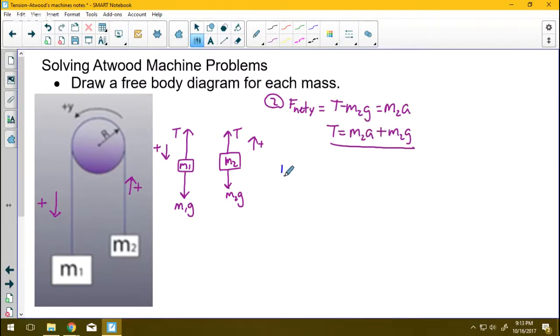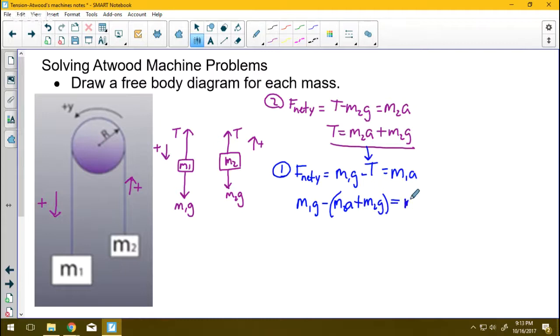Okay. Now we'll look at mass 1. We'll do our F net y for that one. This one will be M1G minus tension is equal to M1A. Then we can substitute in this here. Okay, so let's do that. So we have M1G minus, and then we're substituting in M2A plus M2G. Then that's equal to still M1A.